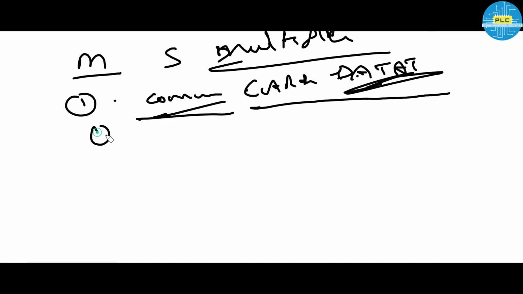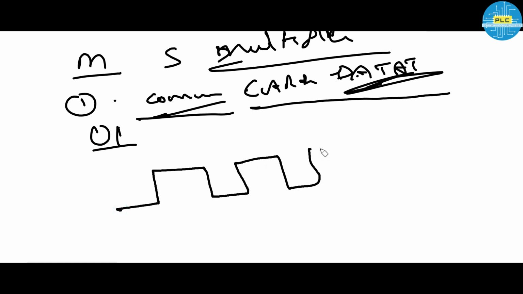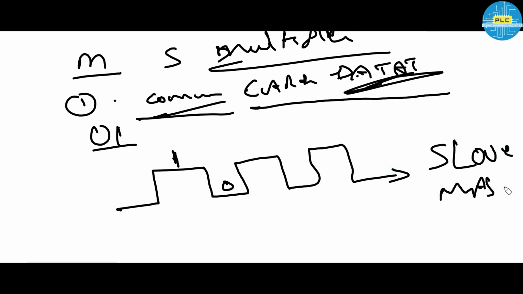Data means it's 1s and 0s, 0s and 1s, right? This clock, how it works: see, this is the clock. Here the 1 data will carry and here the 0 data will carry to the destination, slave or master.